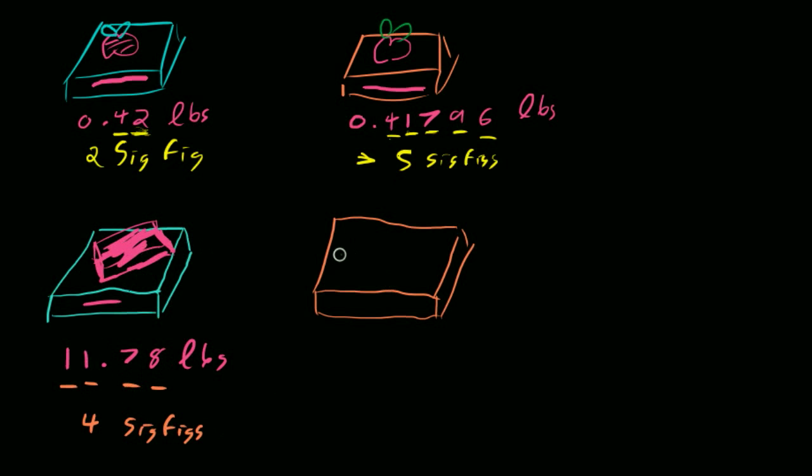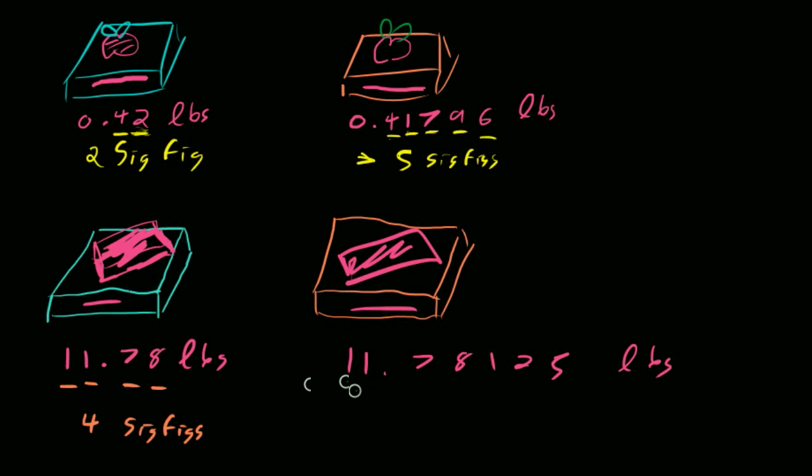Now let's take the same brick and we'll put it on our nice orange scale. And let's say now we get 11.78125 pounds. And you can ask yourself, how many significant figures is this? Well, it's going to be 1, 2, 3, 4, 5, 6, 7. It's going to be 7 sig figs. So it's good to do a little bit of practice like this where we just count the number of significant figures.